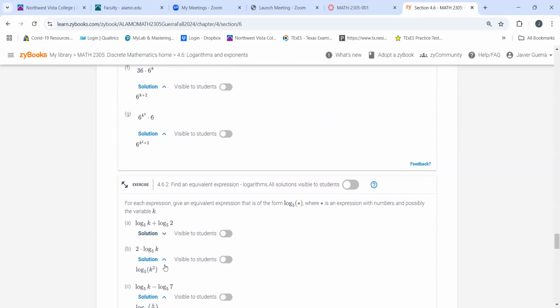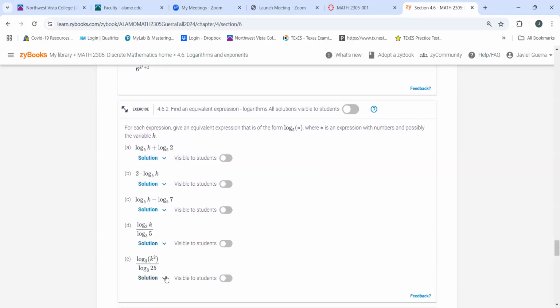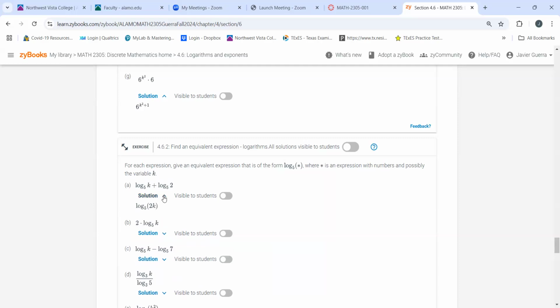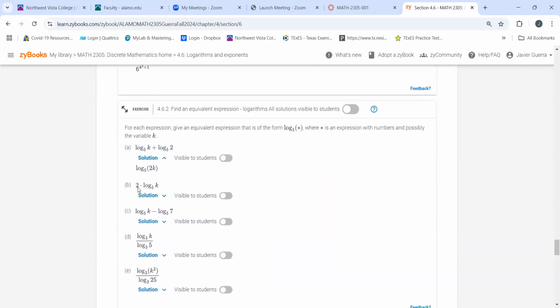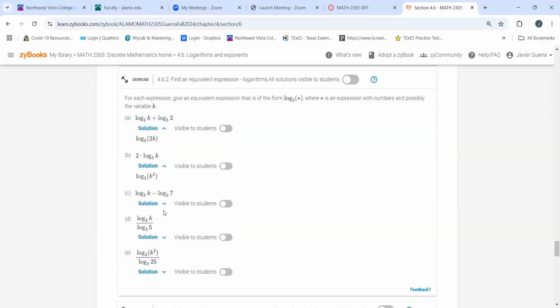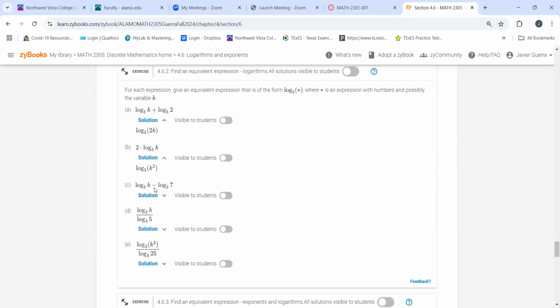Exponents, the logs. Let's take a look at the logs. Same bases. So that should be log base 5 of 2k. The 2 goes in the top. Log base 5 of k squared. Minus means divide. Log base 5 of k over 7.